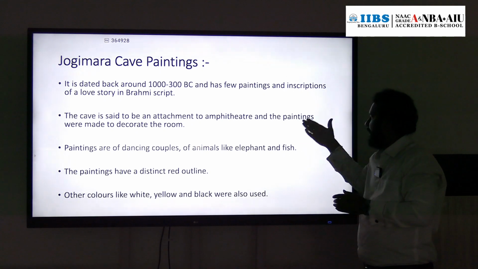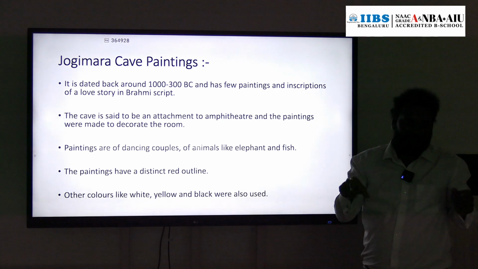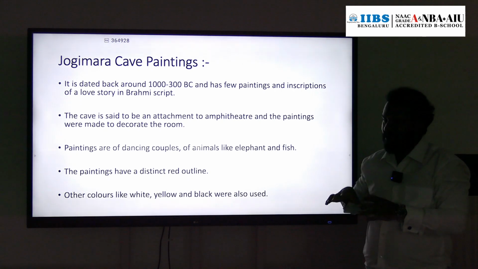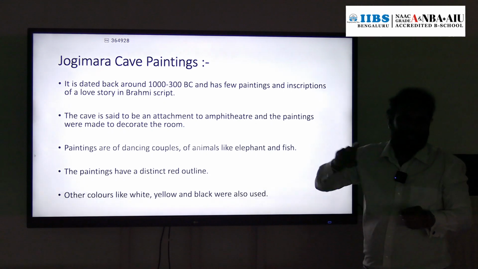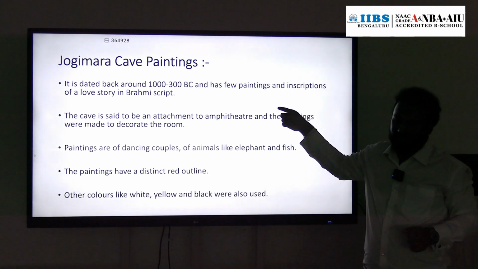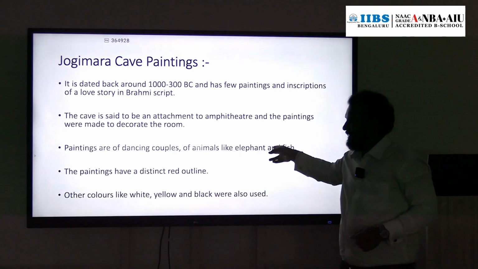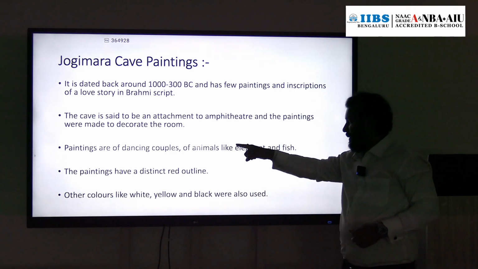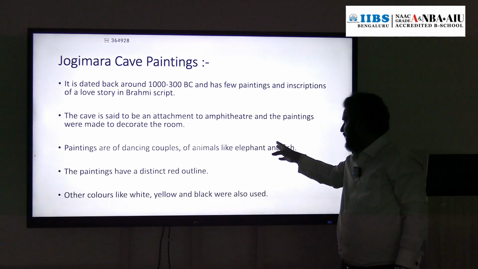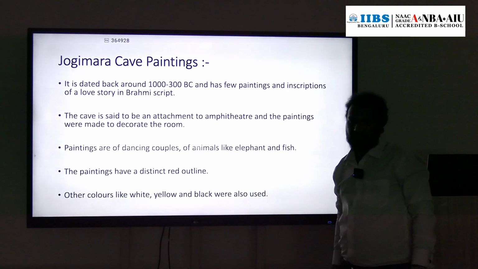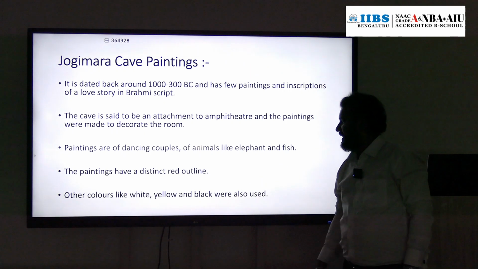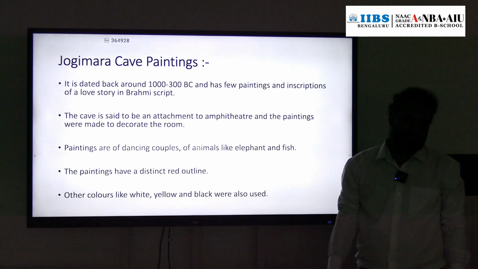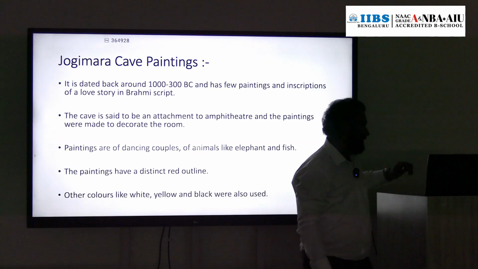These caves are attached to the amphitheater, and there is a room in it. For decoration of that room, they painted those paintings. So what are the depictions or themes? Paintings of dancing couples, and animals like elephants and fish were also there, with a distinct red outline. Colors like white, yellow and black were used in the Jogimara caves.